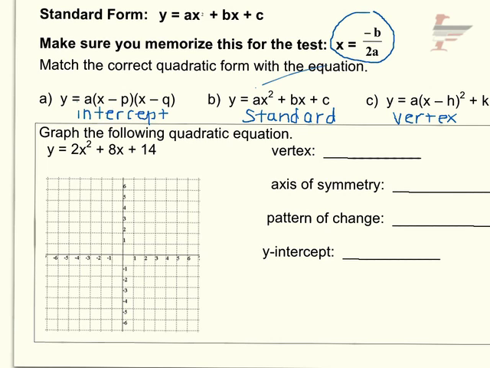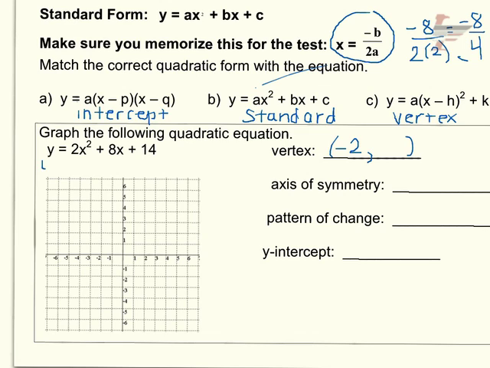So y equals 2x squared plus 8x plus 14. First thing you're going to be asked to find, of course, is the vertex. So because it's in standard form, I can use the opposite of b divided by 2a to find the x-coordinate. Well, the opposite of b is going to be a negative 8, and 2 times a is 2, so that's going to be negative 8 divided by 4, which is negative 2, so that's the x-coordinate of my vertex.